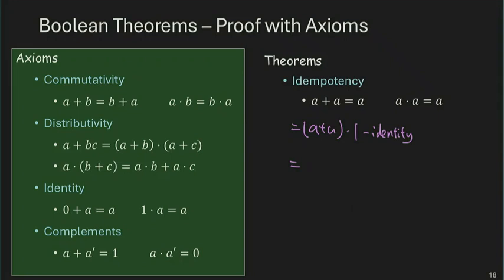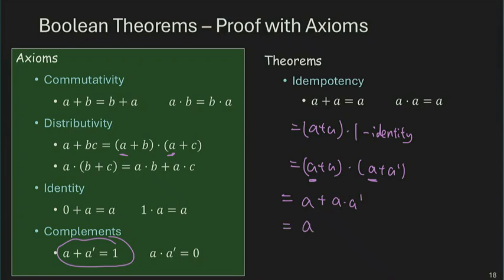Well, 1, based on this complement axiom, would be a plus a times a plus a prime. And now if I apply distributivity, I'm going to factor out this common variable, a, according to distributivity from right to left. And that will give me a plus a dot a prime. A plus a dot a prime based on complement is a 0. And this one based on identity is a.